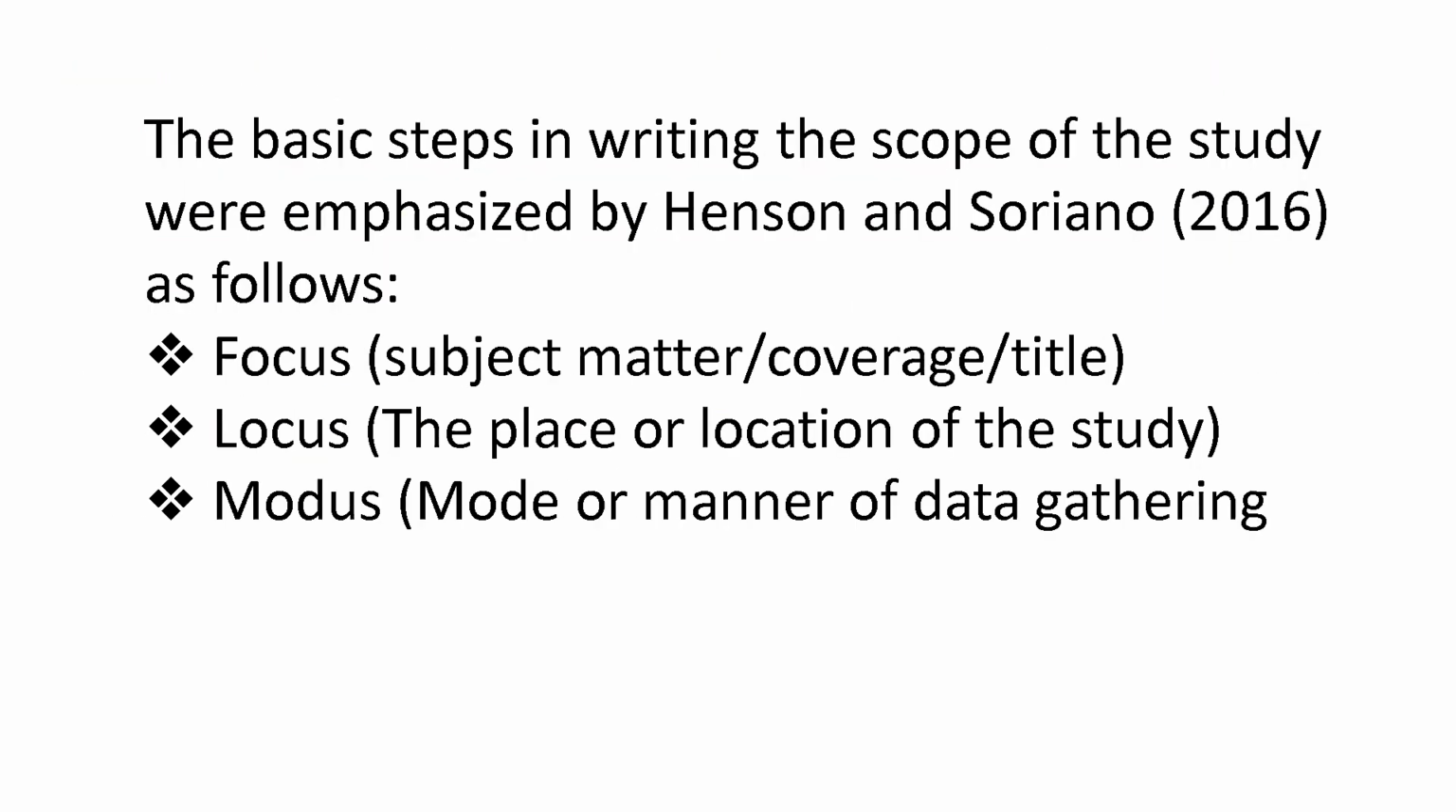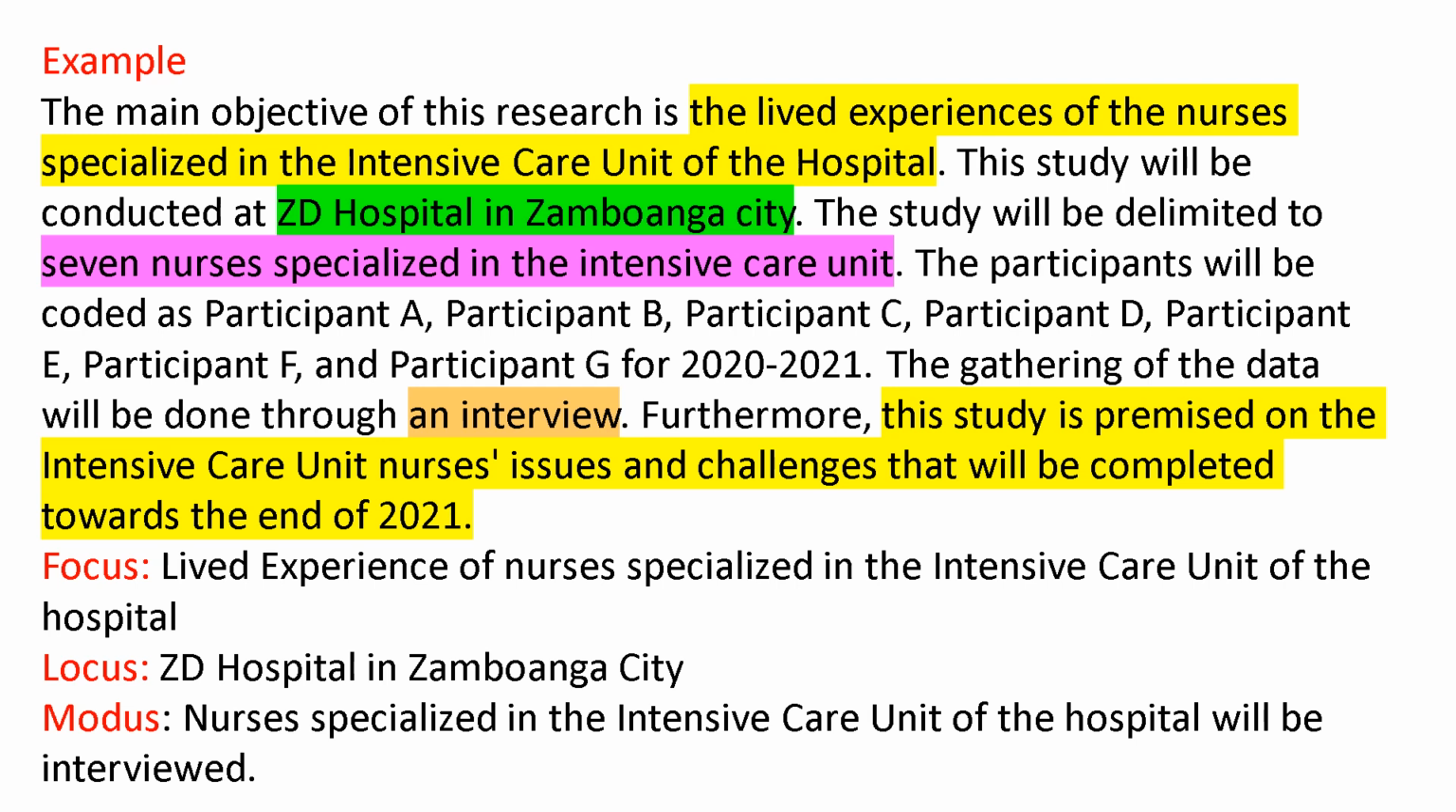Another basic steps in writing the scope of this study were emphasized by Henson and Soriano 2016 as follows. Focus, subject matter coverage, title. Locus, the place or location of the study. Modus, mode or manner of data gathering. Example of the scope and delimitation.